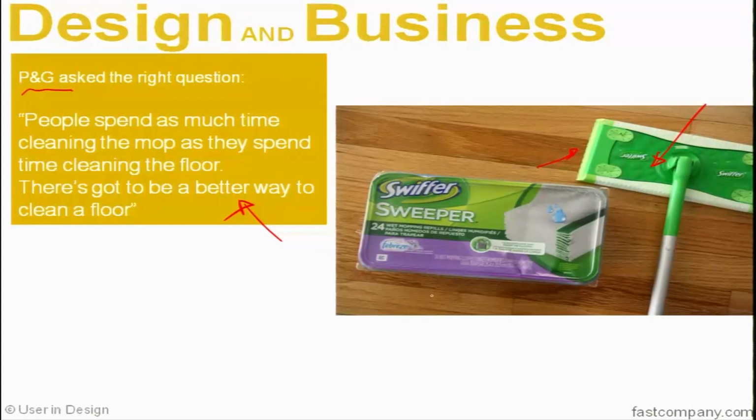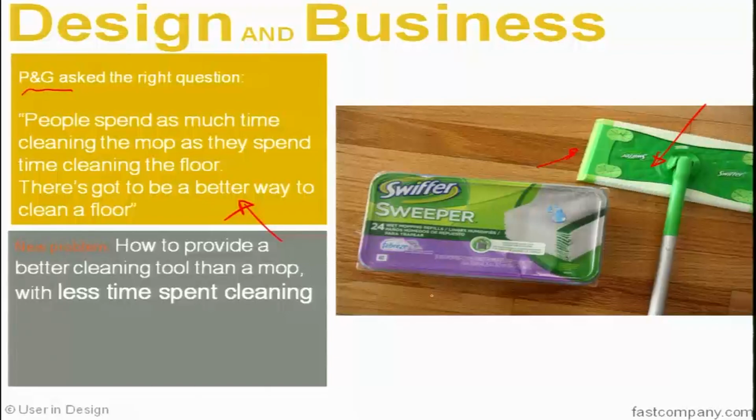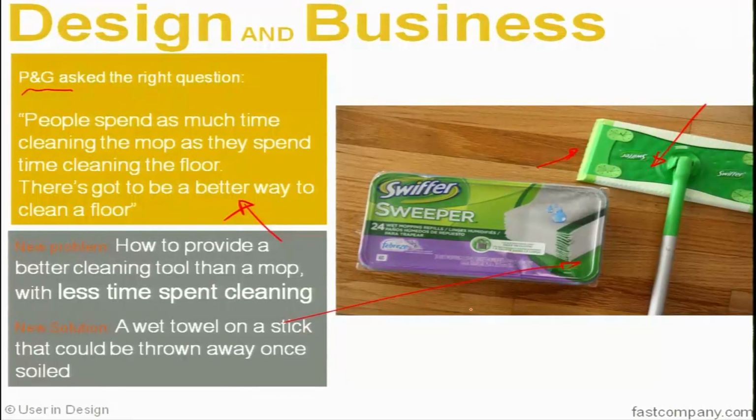You could of course create a manufacturing situation where this comes at a very low overall cost, so that people who are cost conscious also get attracted into this market segment. The new problem that people at P&G started thinking of when they designed this product is how to provide a better cleaning tool than a mop, with less time spent on cleaning the mop itself. So, the solution is right here: a wet towel on a stick that could be thrown away. Basically a use and throw kind of product.